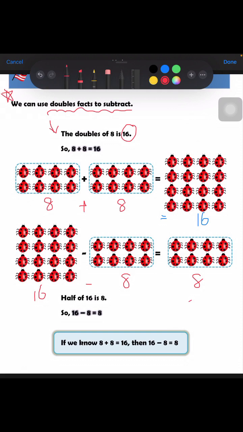Do you still remember fact family? Okay, we write down 16 here. 16 minus 8 equals 8, and 8 plus 8 equals 16. If we know 8 plus 8 equals 16, then we know that 16 minus 8 equals 8.